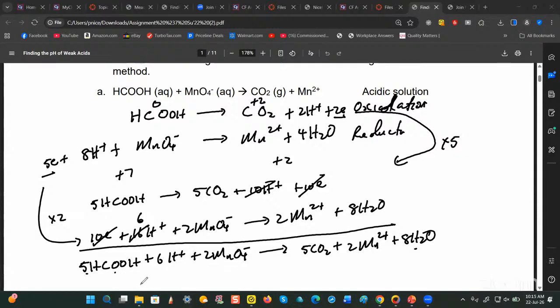And the charges. So the total charges on the left side will be plus 6 minus 2. So 6 minus 2, that's plus 4. And here we have 2 times plus 2, plus 4. So now we know that the equation is balanced because everything is balanced, including the charges. All right? Any questions about this one?